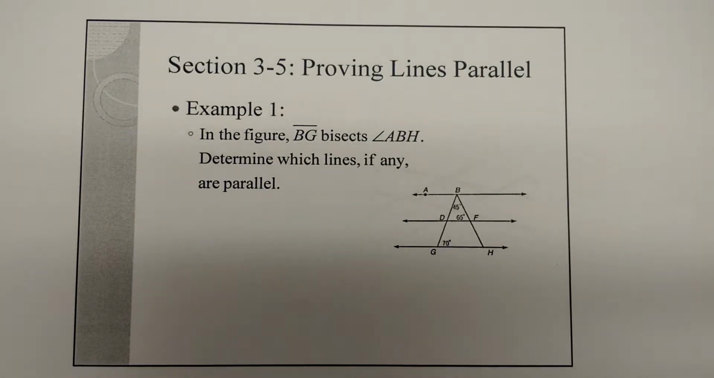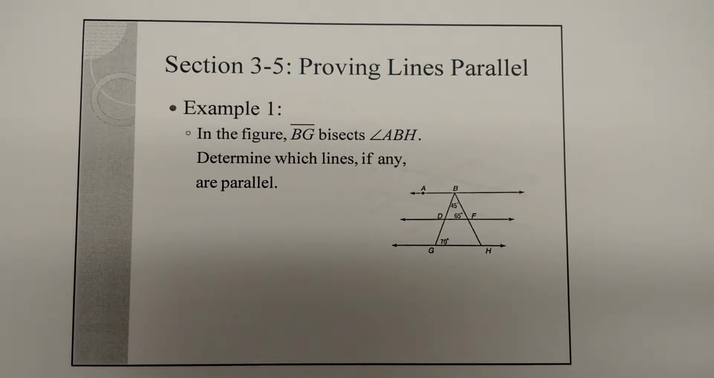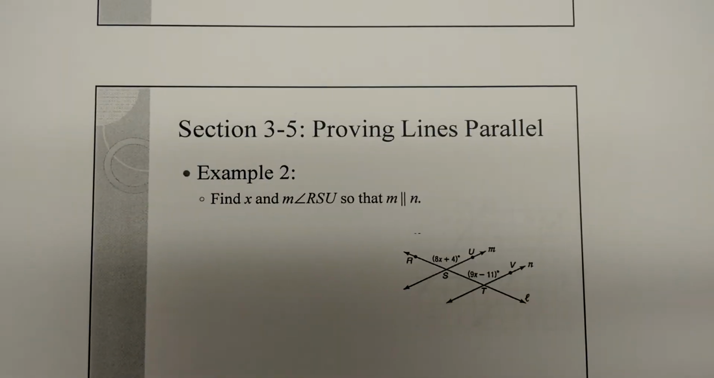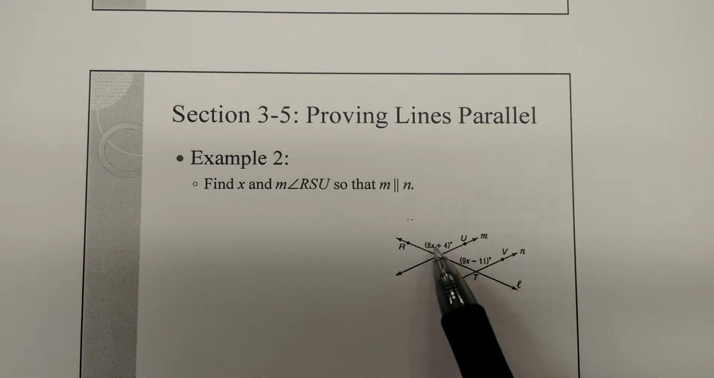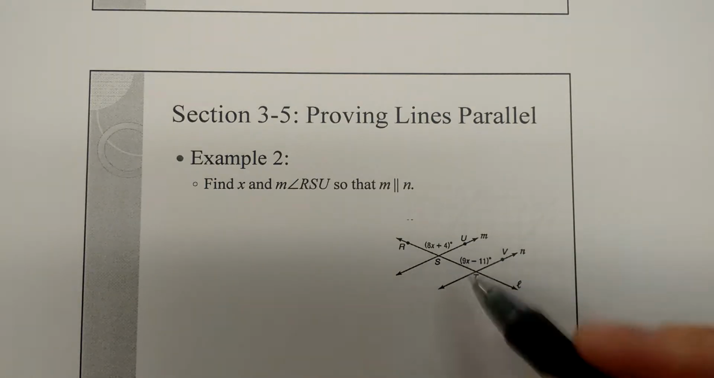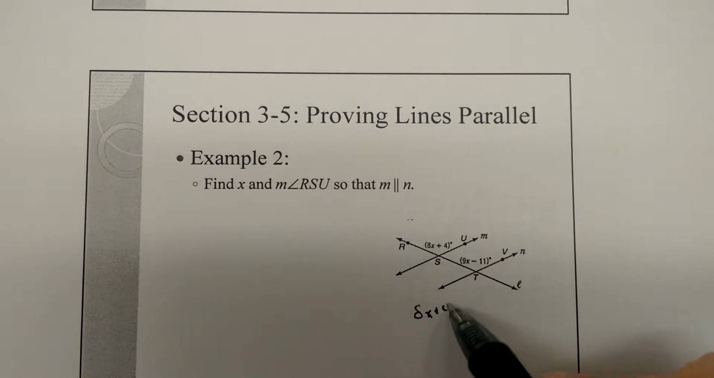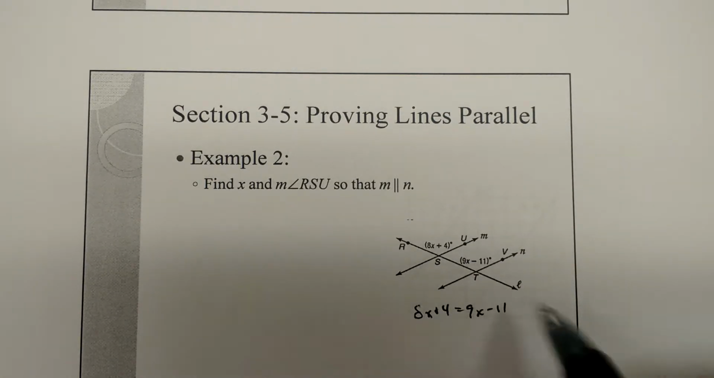So, example 1 here, we're actually not going to do example 1 because I don't really like that question. So, moving on. Example 2, find x and the measure of RSU so that m and n are parallel. So here you have 8x plus 4, here you have 9x minus 11. They are corresponding angles, so if these lines are parallel, they have to equal each other.